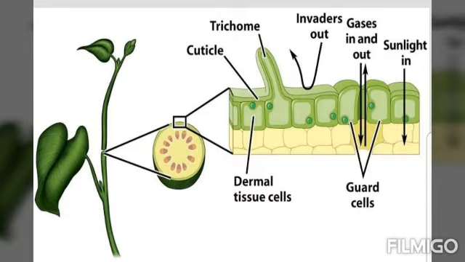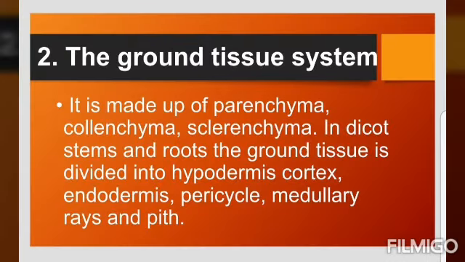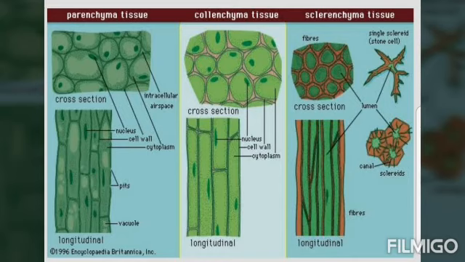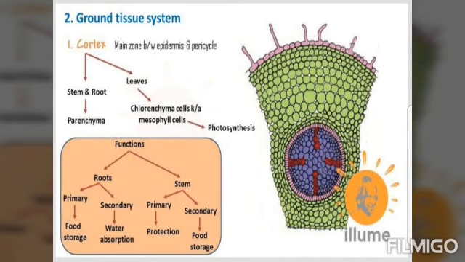The ground tissue system. All tissues except epidermis and vascular bundles constitute the ground tissue. It consists of simple tissues such as parenchyma, collenchyma, and sclerenchyma. Parenchymatous cells are usually present in cortex, pericycle, pith, and medullary rays. In the primary stems and roots, in leaves, the ground tissue system consists of thin-walled chloroplast containing cells and is called mesophyll.